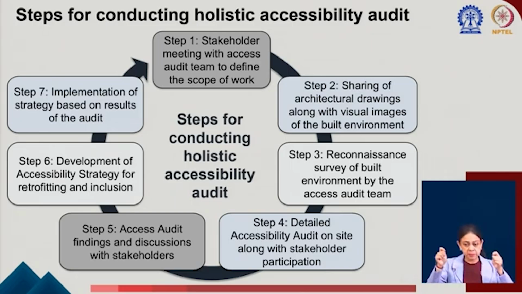Then get the drawings. Take the architectural drawings along with the visual images, if any, just as groundwork. Third step, a reconnaissance survey of the built environment by the entire access audit team, followed by the detailed accessibility audit, which we will discuss. Now, if you see step 4, it says the detailed accessibility audit on site along with stakeholders' participation. Why? As I said, it might so happen, say you are looking at a corridor or a lift lobby in an office building.